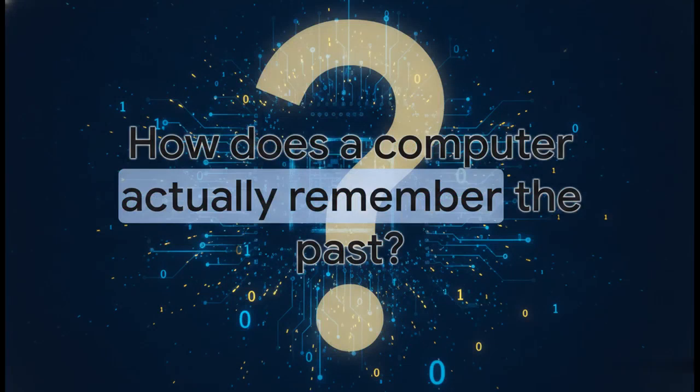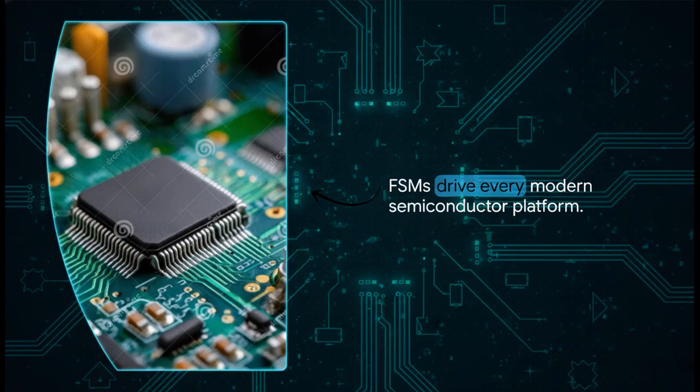To really get FSMs, we have to start with a fundamental problem. How does a computer actually remember the past? I mean, basic combinational logic only knows what's happening at this exact nanosecond. It's got zero memory. But to do anything remotely useful, a system absolutely has to remember previous events to make future decisions. And that is exactly where finite state machines come in.